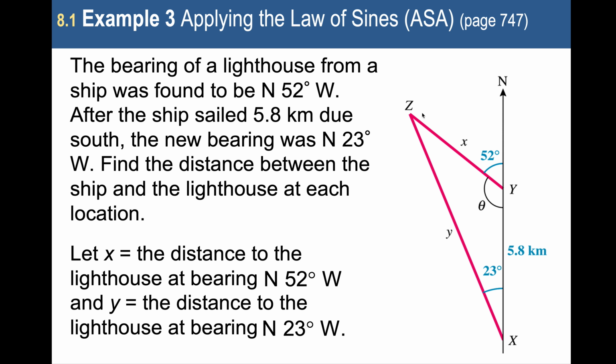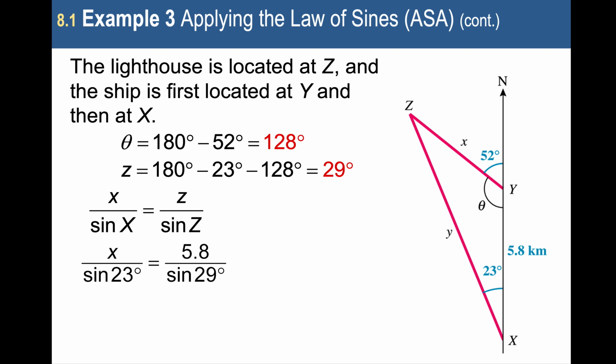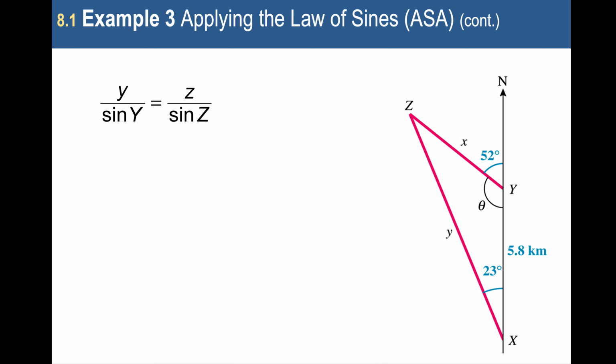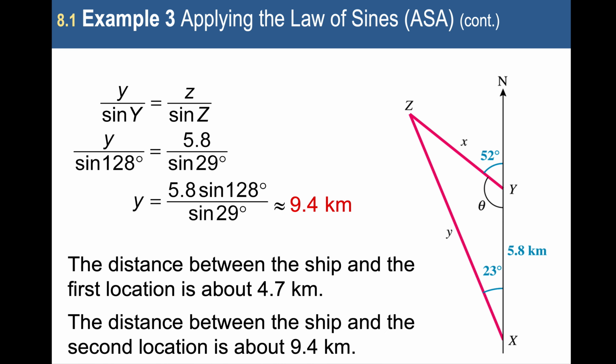Then after 5.8 kilometers, its new bearing is going to be north at 23. Here's my new bearing, at 23 from the vertical. Then I'm just going to solve my triangle utilizing the same methods and the law of sines process. But the sketching of this is where it can get a little bit tricky. And I'm just going to go through the calculations. Again, it's pairs of sides and angles.